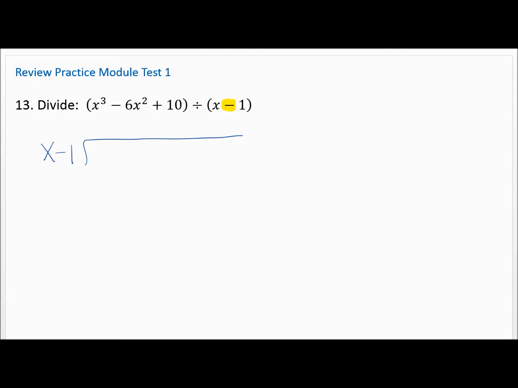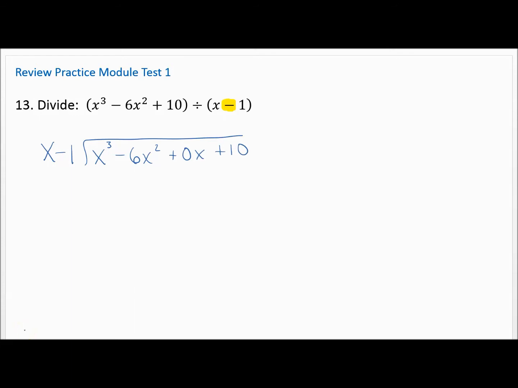Okay, so check this out. X to the 3rd must come first, then minus 6x squared. But notice there is no x to the first term. It goes straight to 10 after that. So you have to put plus 0x and then finally plus 10 at the end.